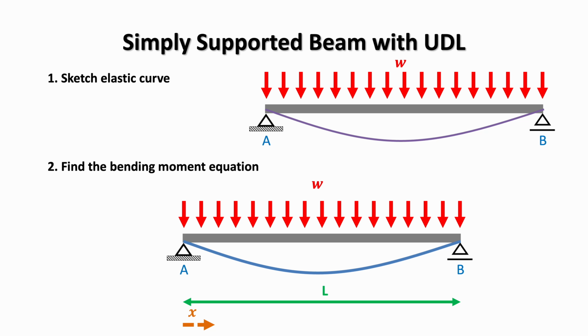Here we begin the analysis by following the first two steps of the double integration procedure. First, we sketch the elastic curve. Since the beam is simply supported, the vertical deflection is 0 at both supports A and B. Under a uniformly distributed load, the deformation is symmetric, and the maximum deflection will occur at mid-span. We'll then move on to finding the bending moment equation. To do this, we'll introduce a coordinate x, which will measure from the left-hand support A along the span.